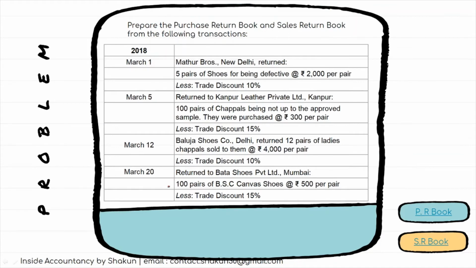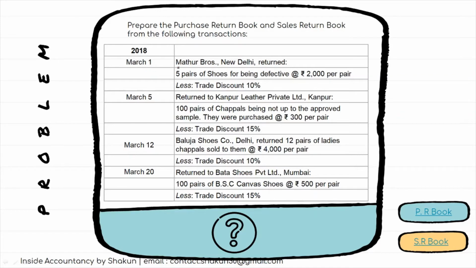Moving on. Let's take a question and try to understand the preparation of purchase return book and sales return book. As I did earlier, I'm going to read the question and I'm going to identify which entry will be shown in purchase return book and which entry will be shown in sales return book.